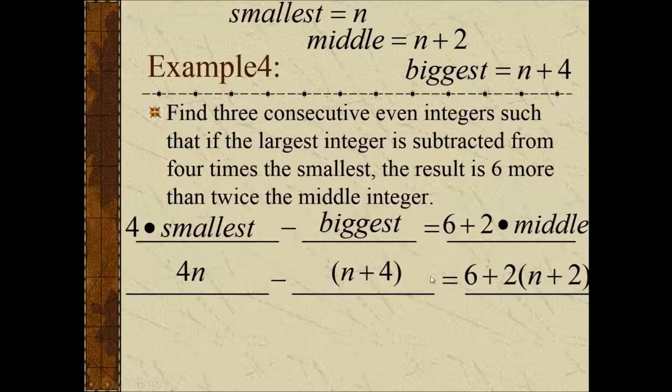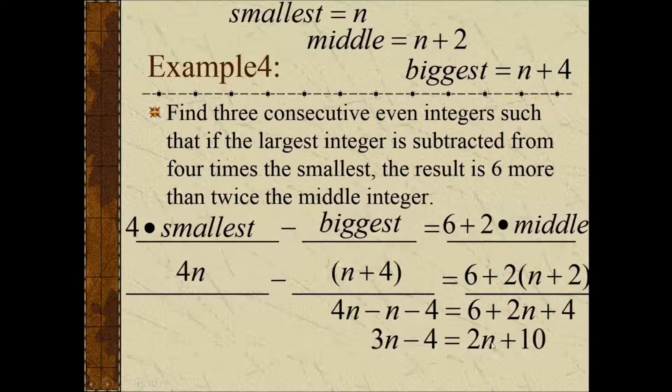Now, we need to simplify both sides and see about solving this equation. The left side, 4n minus n minus 4, can simplify to 3n minus 4. The right side, 6 plus 2n plus 4, can simplify to 2n plus 10. I'll subtract 2n from both sides to get all the n's on one side, and I will add 4 to both sides to get all the numbers on one side. And the solution of that equation is n equals 14.